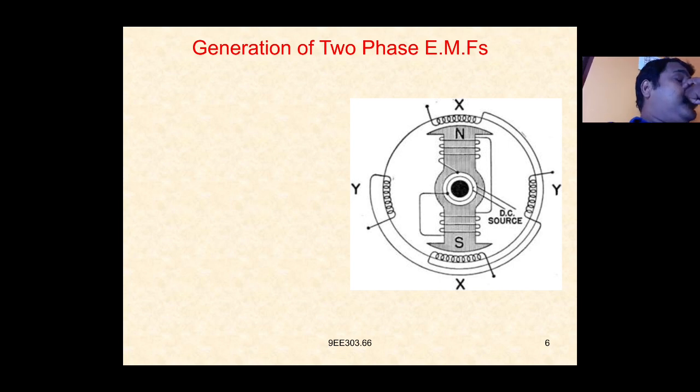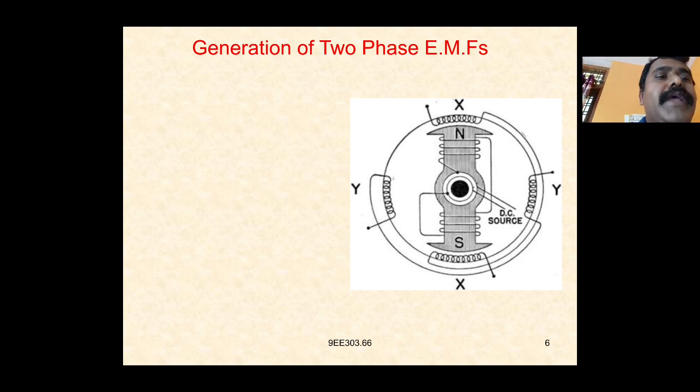In the case of DC, the conductor rotates and the field remains stationary. In the case of AC, the field rotates and the conductor remains stationary. So generation of the two-phase EMF is nothing but two windings being connected.